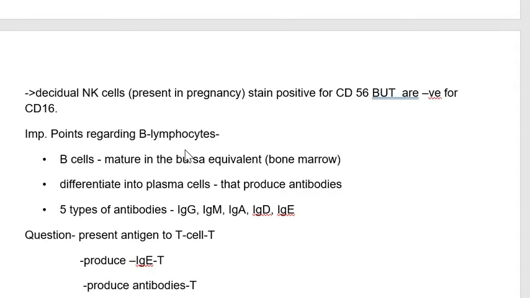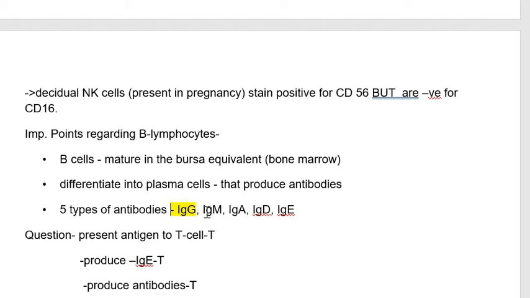So remember some important points about B lymphocytes. B cells, they mature in the bursa, which is equivalent to the bone marrow. They differentiate into the plasma cells. Plasma cells are going to produce antibodies. We have got 5 types of antibodies: IgG, IgM, IgA, IgD, and IgE. IgG is the smallest one, and it is able to cross the placenta, so it can give passive immunity. That's why the babies can get some passive immunity from the mother.